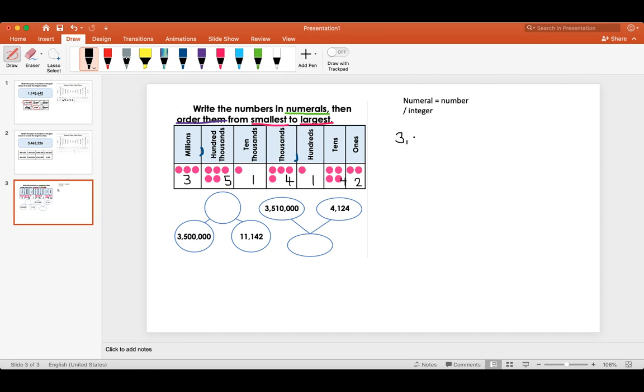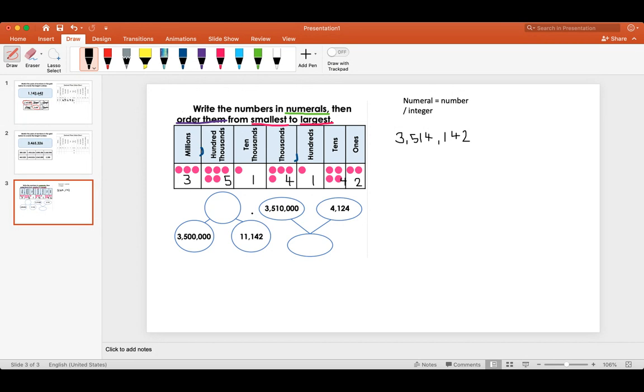So 3,514,000 and 142. So you might be able to spot that commas go after every 3 digits. So we work from the ones and count back 1, 2, 3, comma, 1, 2, 3, comma. Let's have a look at the next question.